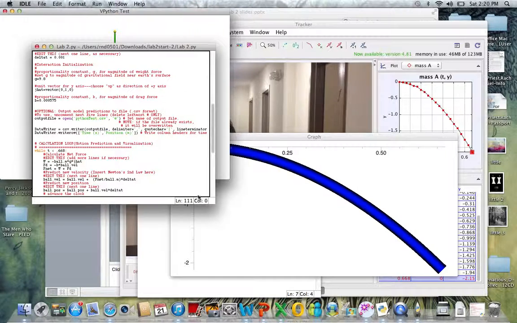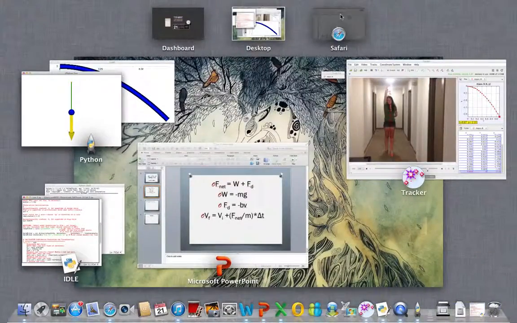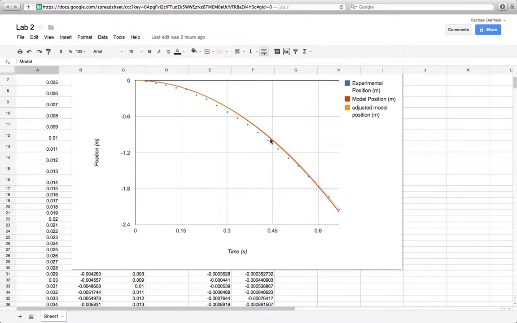I then graphed all 3 of these sets of data on this graph, which shows the model data, experimental data, and the adjusted model data for when the drag force is added. The 3 curves are really similar, but it shows that in my experiment the paper ball fell faster than expected during this part of the experiment. It shows that the adjusted model position and experimental position are exactly the same at the very end, because that's the point we used to find the b constant.